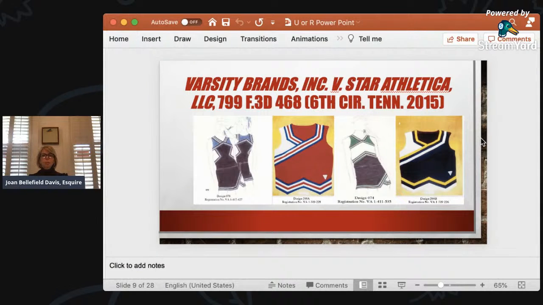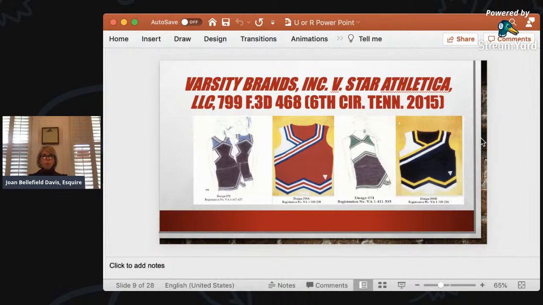So what happened, they looked at things like the way the chevrons are placed in the fabric, did that serve some other type of purpose? And what they found in looking at all the facts is that actually the plaintiff created these designs off of the uniforms. So before they were ever placed on the uniforms, they were created and then placed on the uniforms.